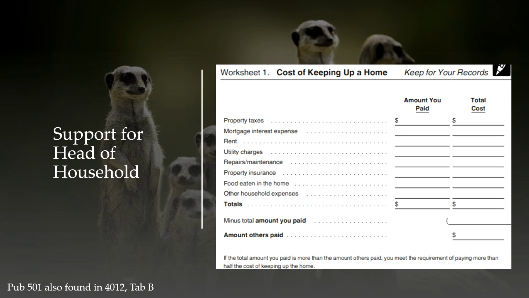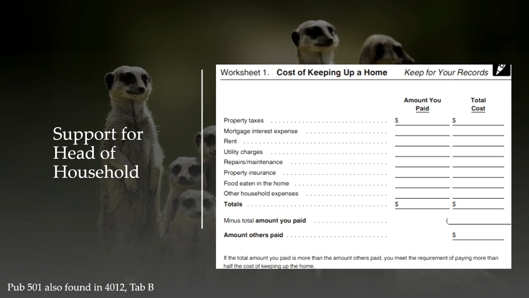So there is the support test for head of household. Did our taxpayer cover more than 50%, more than half of the household support? In Publication 501 and also in Publication 4012 Tab B, there is a worksheet. I suggest using the one in the 4012 because it has a little more instruction about some of the caveats with filling out the worksheet correctly. This comes from Publication 501.